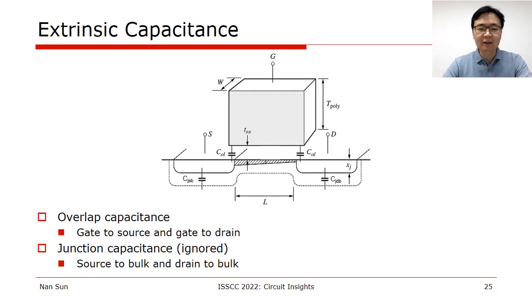Well, let's take a look at a cross-section view of a transistor. We can identify some extrinsic capacitances here, including the overlap capacitance between the gate to source and gate to drain, as well as the junction capacitances from the source to bulk and the drain to bulk. And for simplicity, we ignore the junction capacitance and let's focus on the overlap capacitance, which is also usually the dominant extrinsic capacitance.